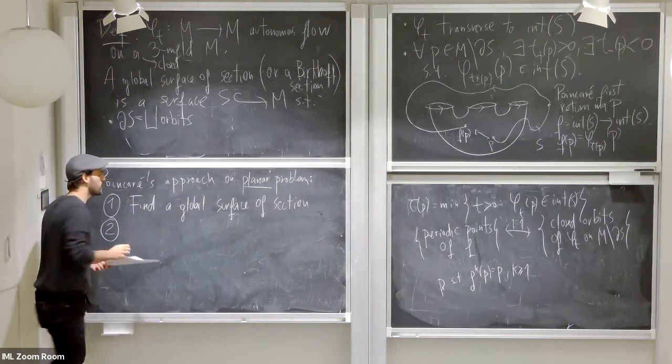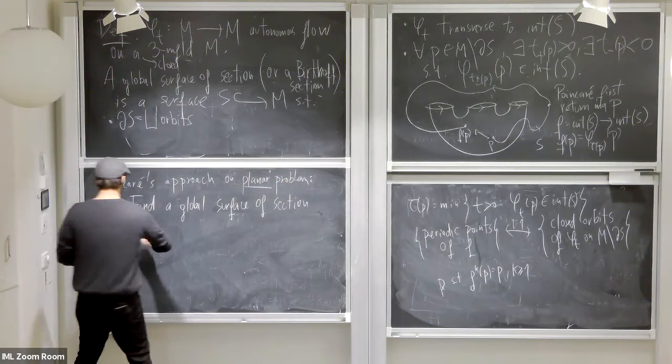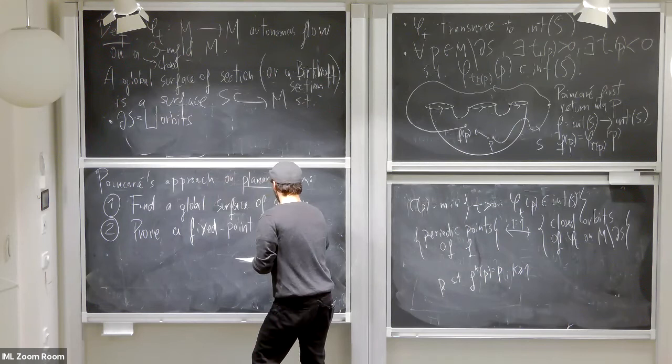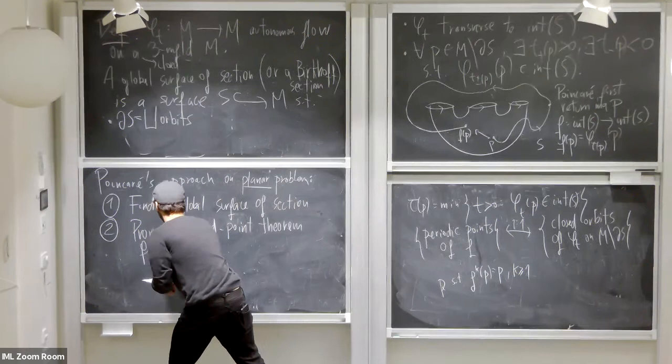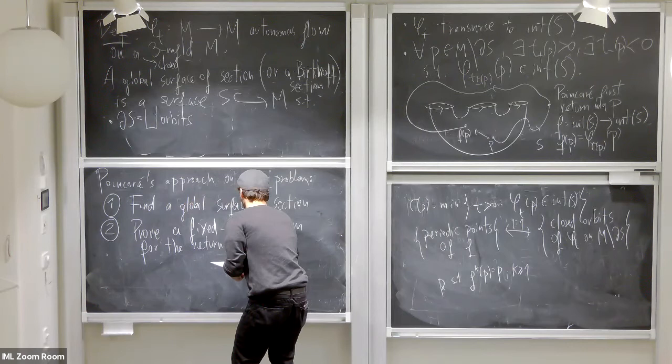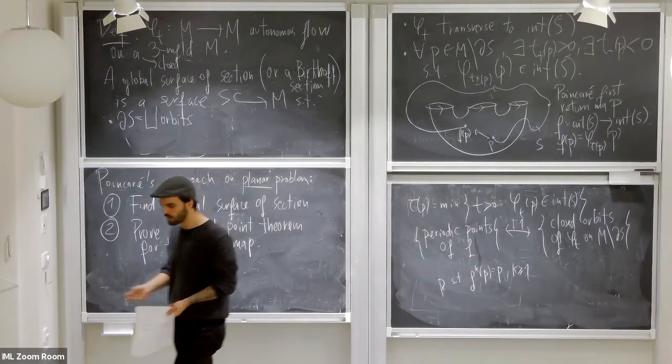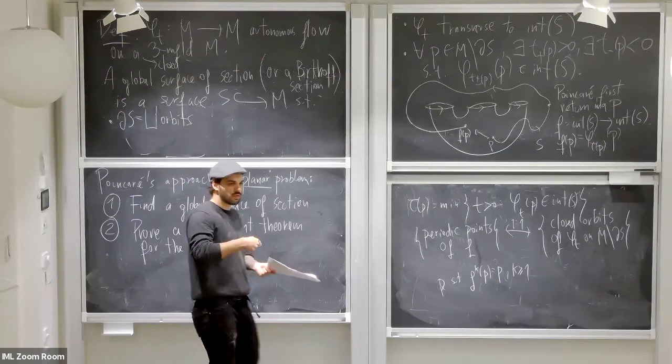to hit your return map with some fixed point theorem. So this is, let's say, proof of a fixed point theorem for the return map. So what you would get from this, well, is a bunch of orbits, right? So this is the search of orbits in the planar problem, which in some sense, from a dynamical point of view, is the simplest thing you can possibly want to do. Well, because in some sense, they're the basic skeleton of the dynamical system.